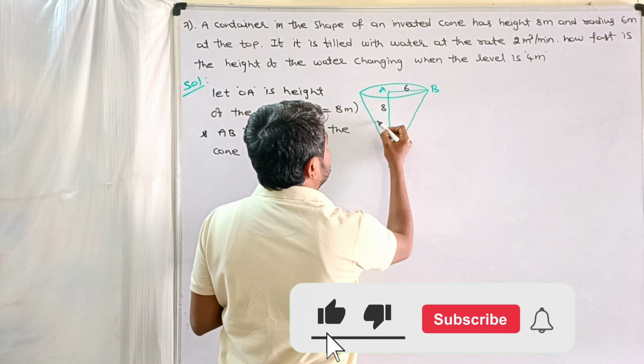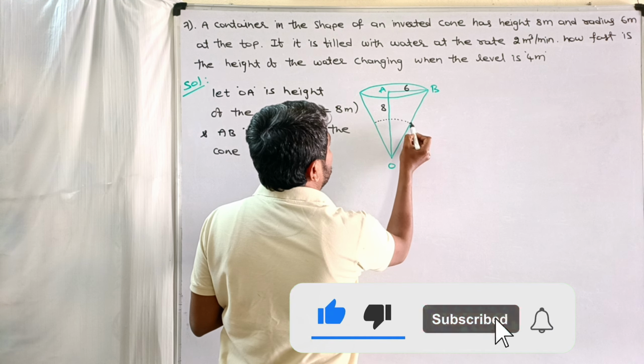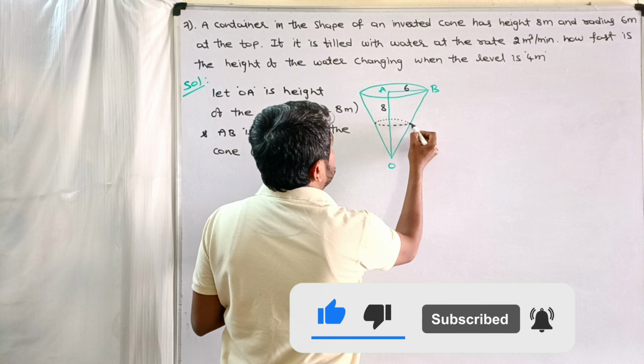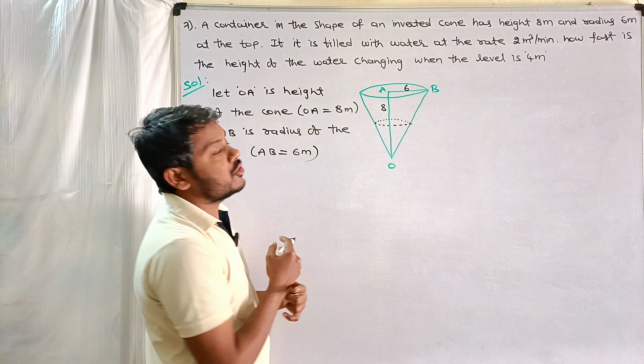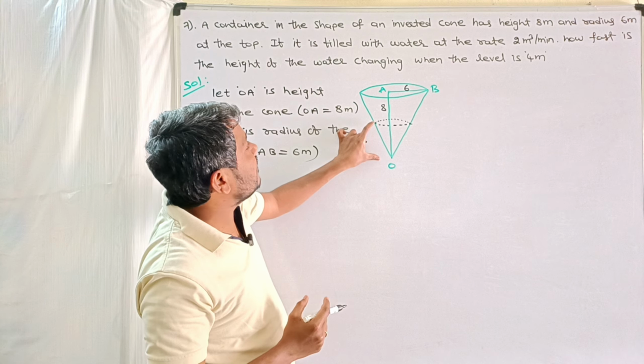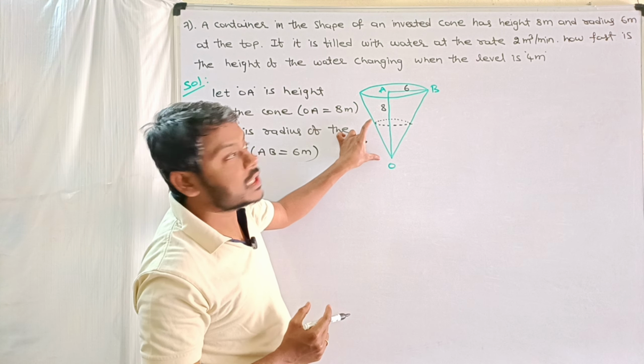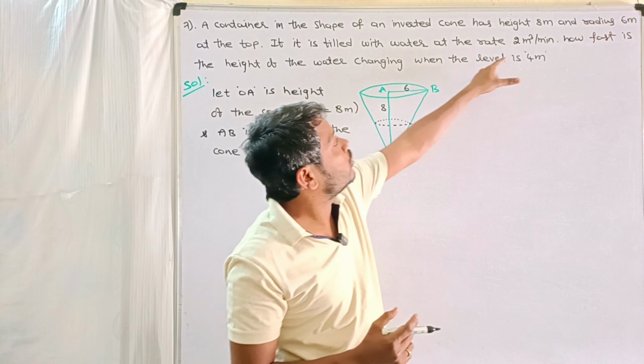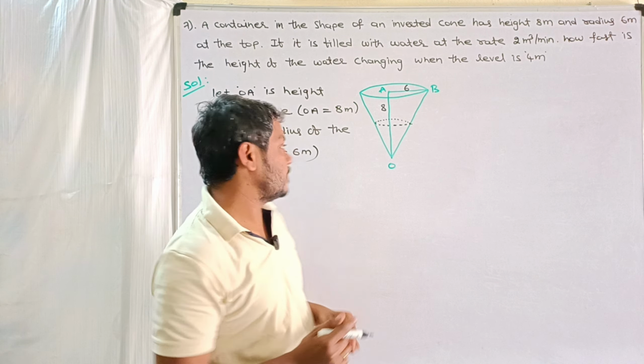Now, for example, it is filled with water. So they given 2 meter cube per minute, which means dV by dt. So that is dV by dt, which equals 2 meter cube per minute.